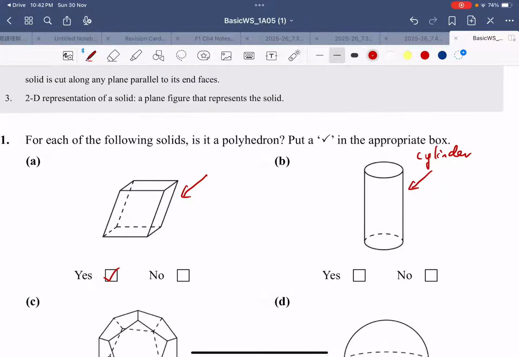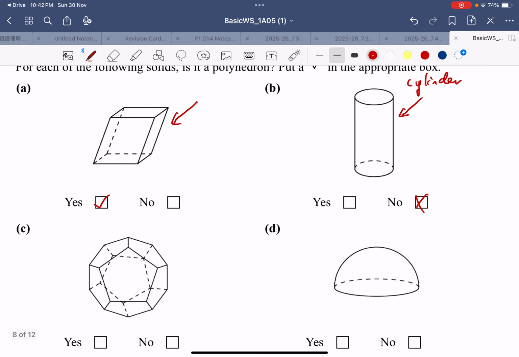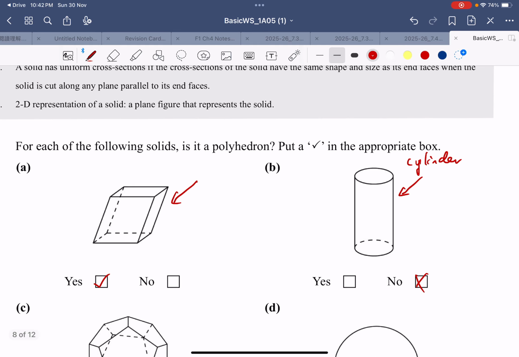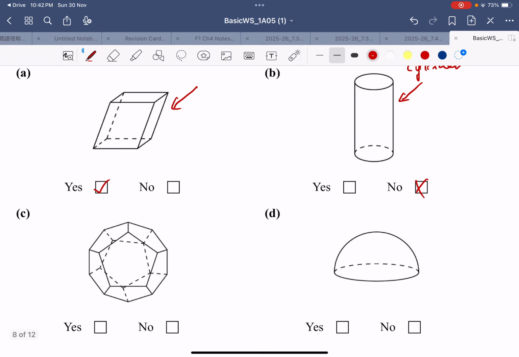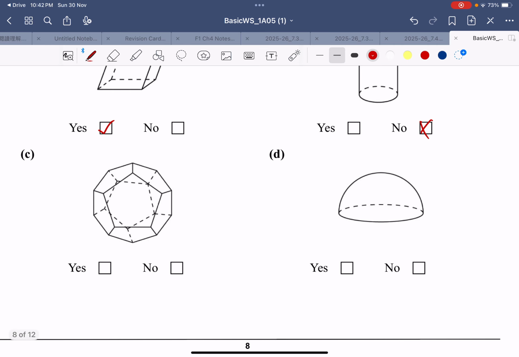This cylinder is enclosed by 2 circles and a curved surface. It is not a polygon, so this is not a polyhedron. And you can check: if it is enclosed by a curved surface, it is not a polyhedron. So question C is again enclosed by polygons, it is a polyhedron.